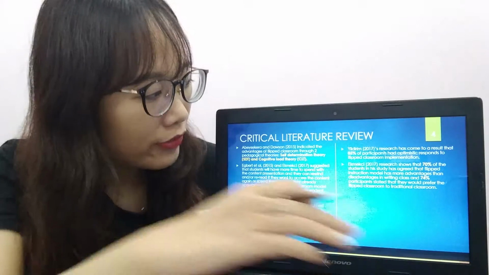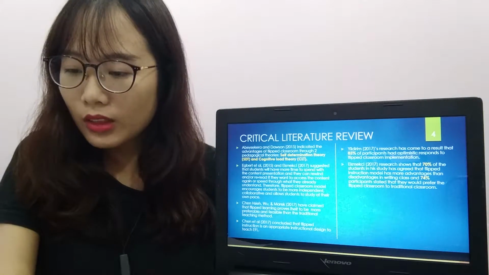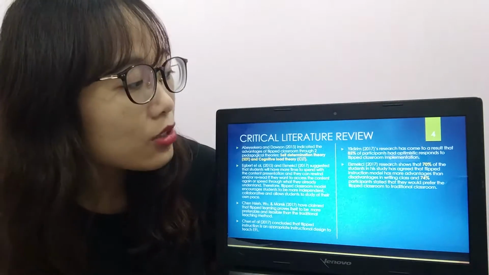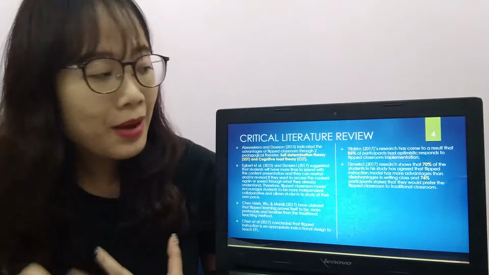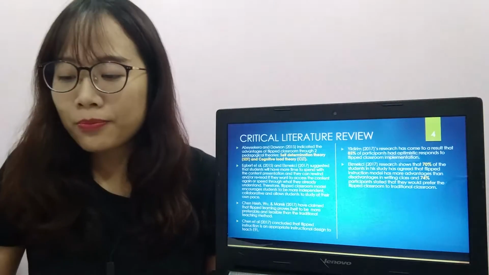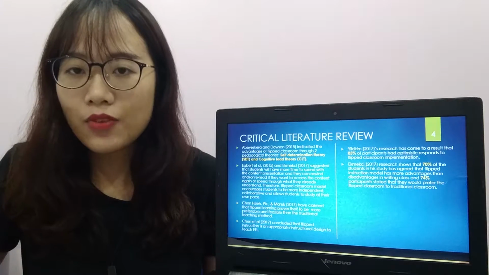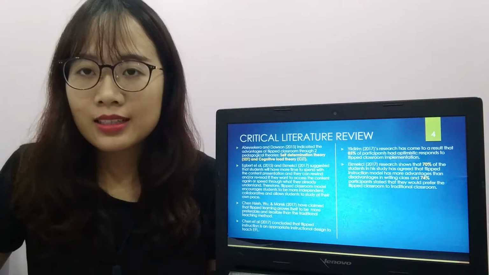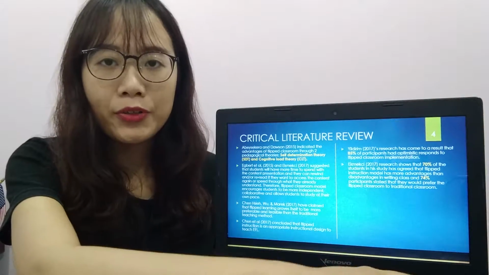The second one is Helsinki in 2017. So in his research, 70% of the participants agree that the flipped instruction model has more advantages than disadvantages in writing class, and 74% stated that they prefer the flipped classroom model.